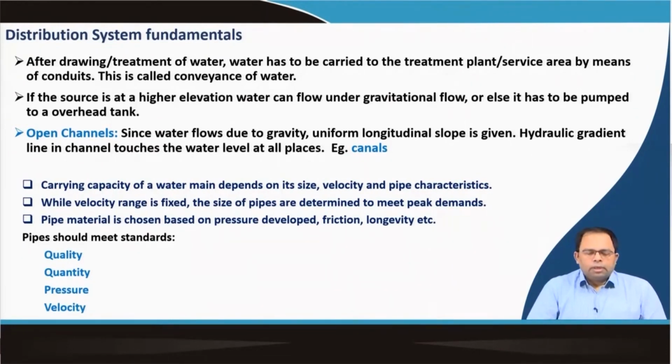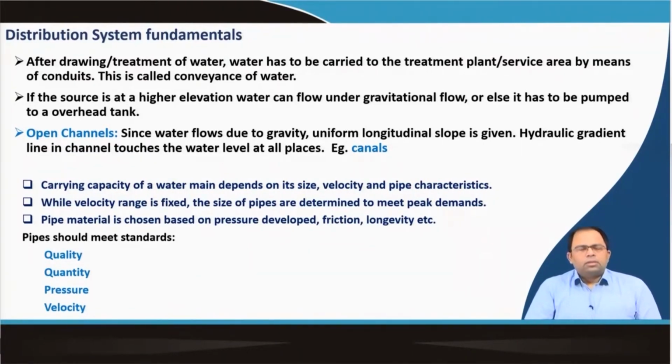So, carrying capacity of a water main, that means the water main pipeline, depends on its size, velocity and the pipe characteristics. So the quantity of water, or the carrying capacity of water through a pipeline, of course depends on the size of the pipeline, the speed at which it travels, and also on certain characteristics of the pipeline that we will learn eventually.